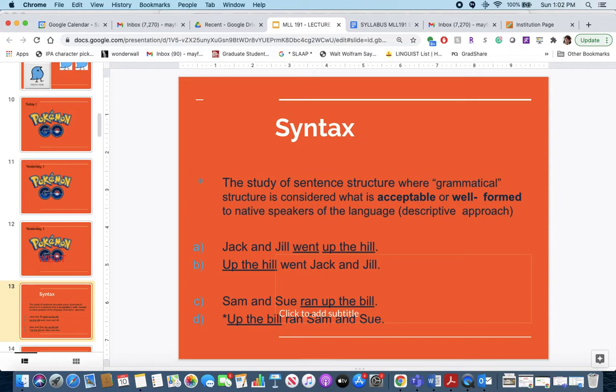Now take the sentence, Sam and Sue ran up the bill, right? So we would say, yeah, that's the same kind of structure as up the hill, right? But you would not say up the bill ran Sam and Sue, right? That doesn't sound correct in this language. And so this is kind of an understanding of how words are formed, and how they are parsed together in your head.